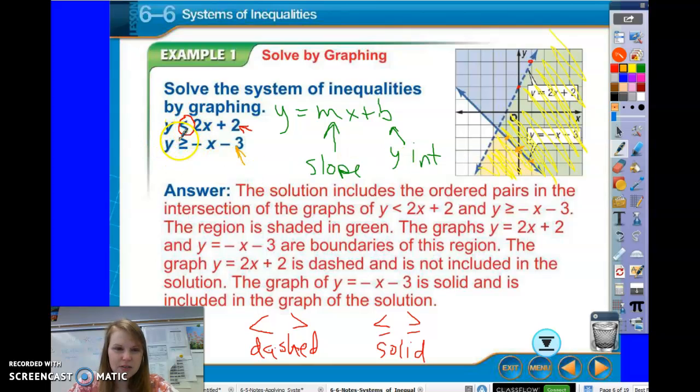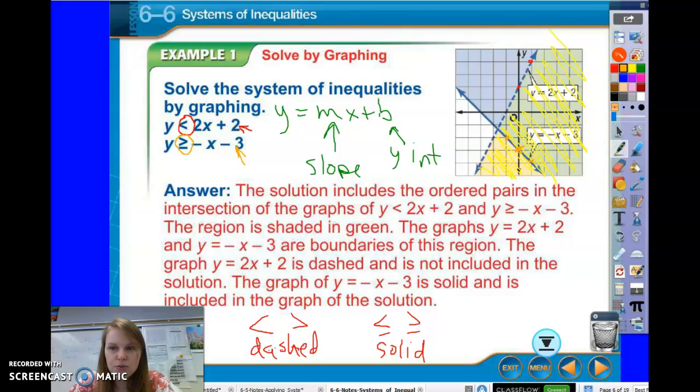We can see because of this symbol here, it is greater than or equal to, that falls into the solid category. This is saying y is either greater than all this stuff or it could be equal to it, which means it could actually fall on the line itself. It could be equal to this value instead of just greater than or less than. So that's why the line is solid, to represent anything on the line is part of the solution.